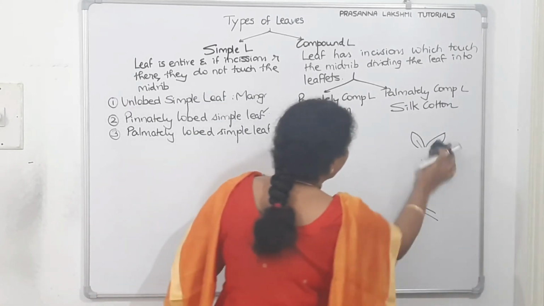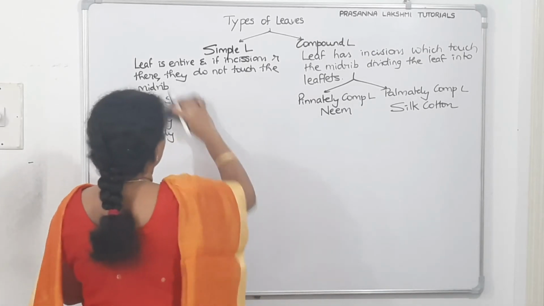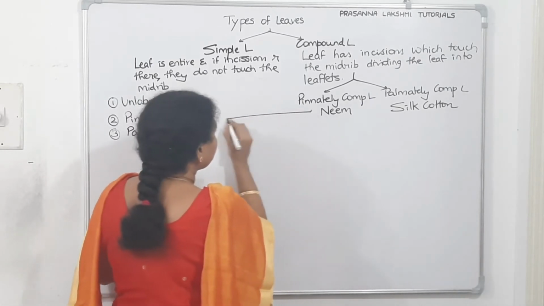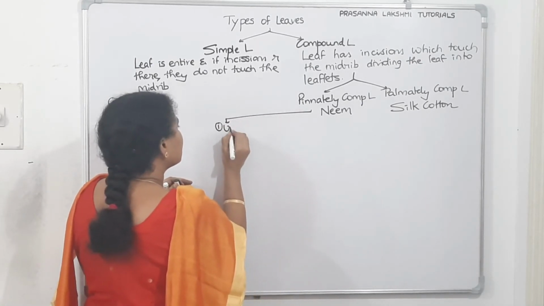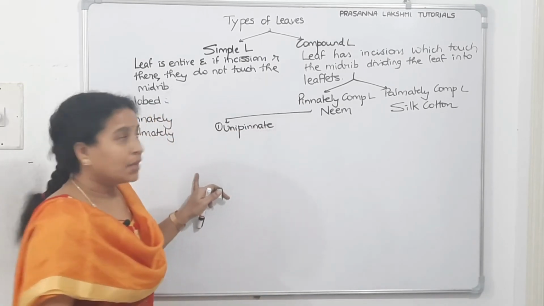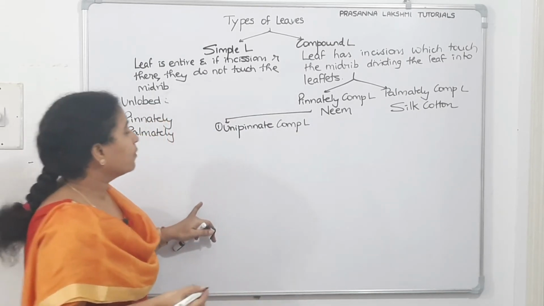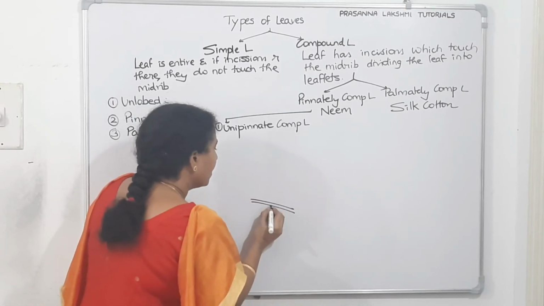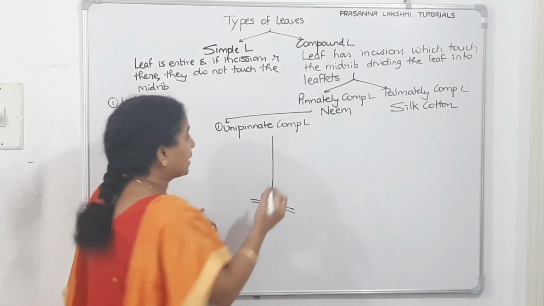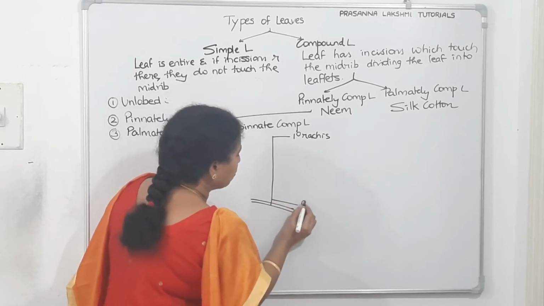So, pinnately compound leaf is again divided into the first type, unipinnate compound leaf. Now, in unipinnate compound leaf, petiole extension rachis is there, and this rachis is called primary rachis. What is this rachis called? Primary rachis. So, this is petiole.